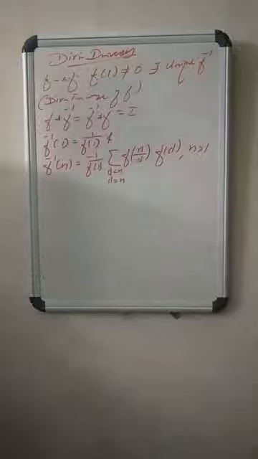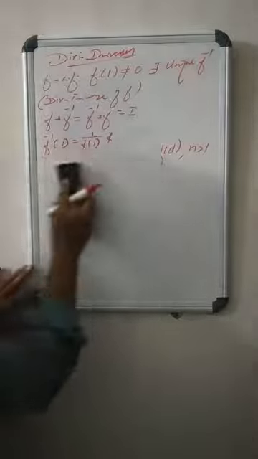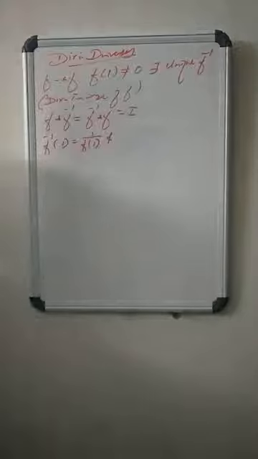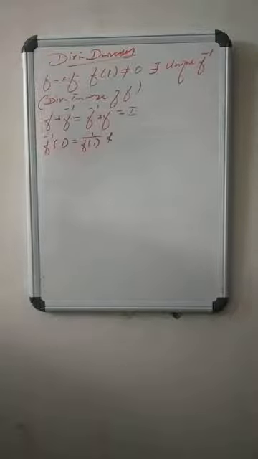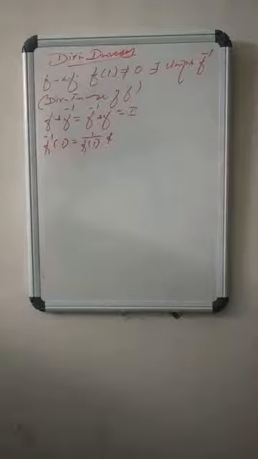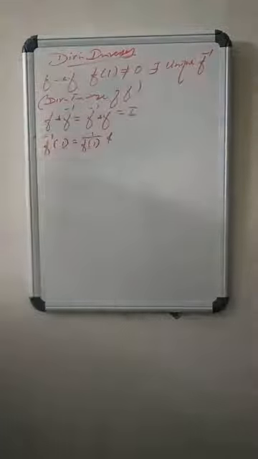So how to prove this one? First we prove f inverse of 1 equals 1 by f of 1. In order to prove this, given f, we shall prove that f star f inverse equals I, that is, f star f inverse equals f inverse star f equals I.